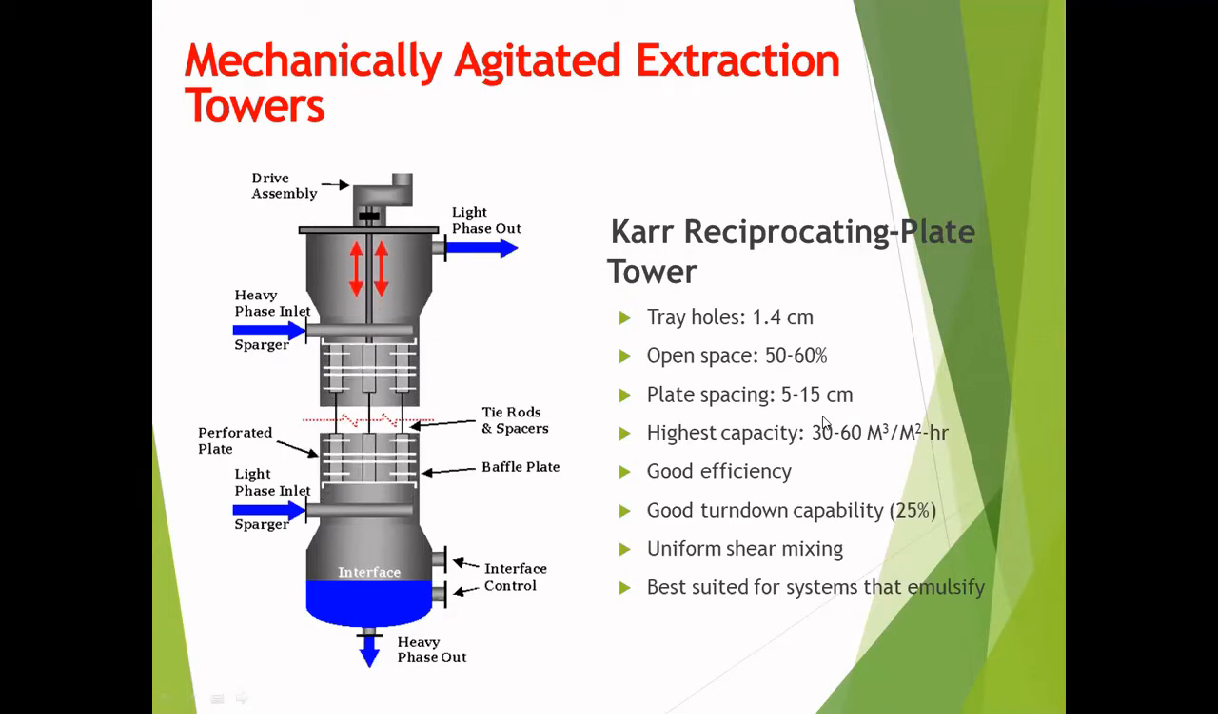The highest capacity of all mechanically agitated extraction towers, 30 to 60 cubic meter per square meter per hour. Good efficiency, good turndown capability, uniform shear mixing, best suited for systems that emulsify. So if you have a problem with the Scheibel tower because your system will emulsify, this one is the tower for you to use or suggest or design, that is. Okay, so our Karr reciprocating tower.